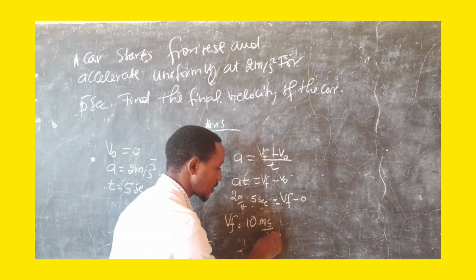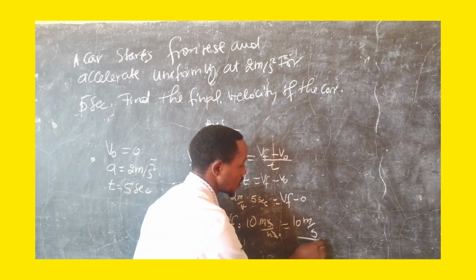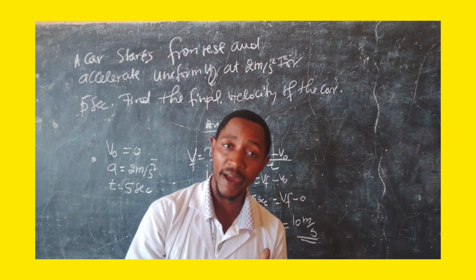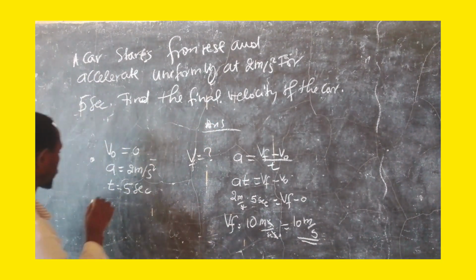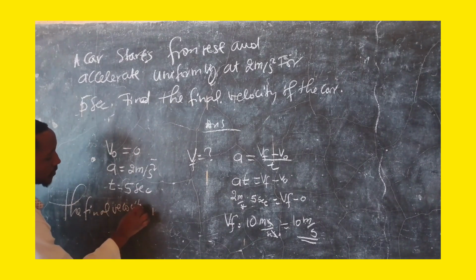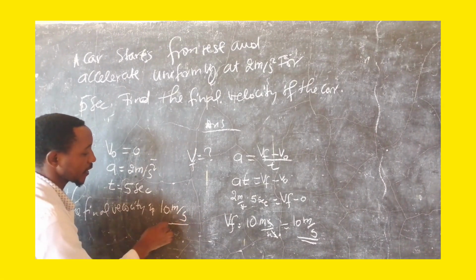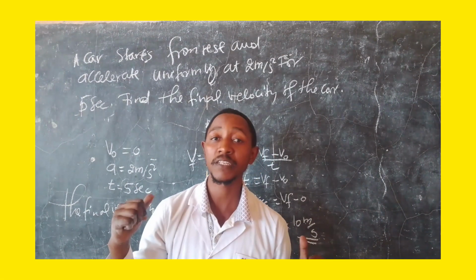Second squared is equal to second times second. Simplifying this, it is equal to 10 meters per second. So the unit of velocity, remember that, is meters per second. So according to this, the final velocity is 10 meters per second. So this is the final velocity of that car.